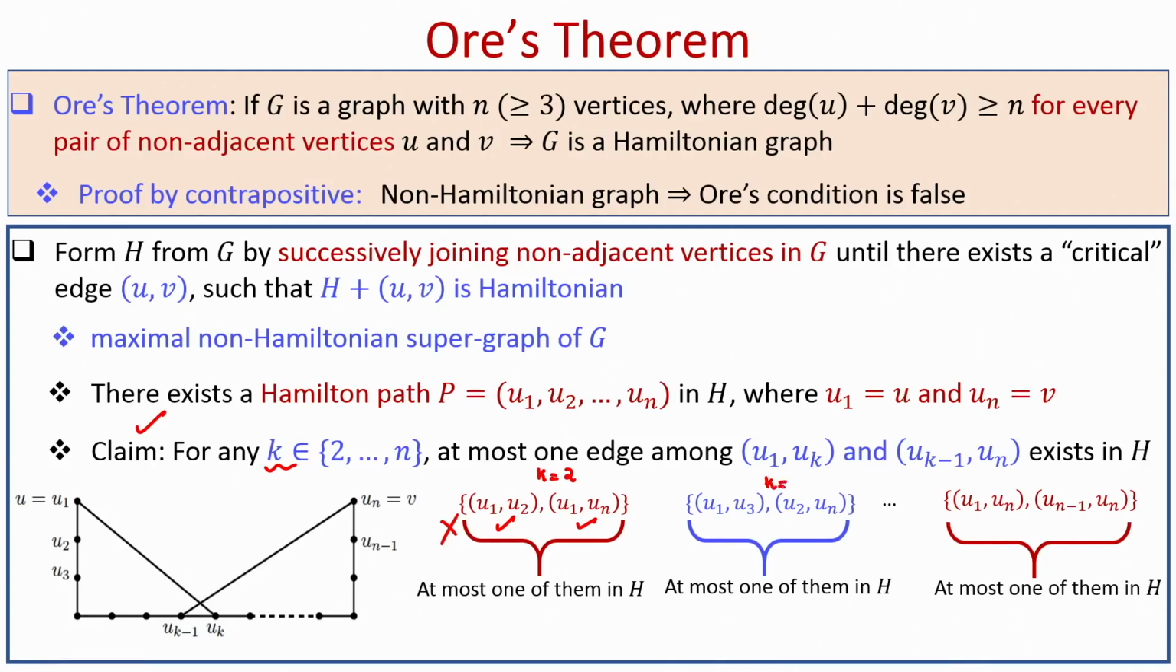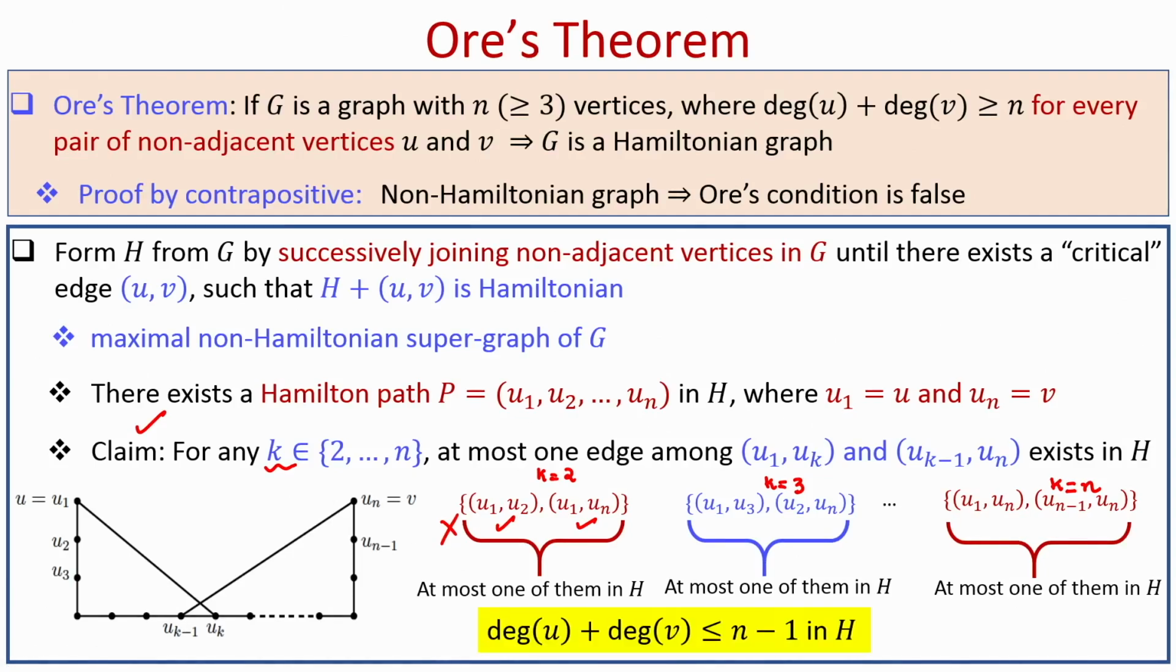The claim statement for k equal to 3 says that either you can have the edge between u1 and u3, or you can have the edge between u2 and un, but you can't have both these two edges simultaneously. And similarly, the claim for k equal to n implies that you can have either the edge between u1 and un or an edge between un minus 1 and un. You can't have both the edges simultaneously.